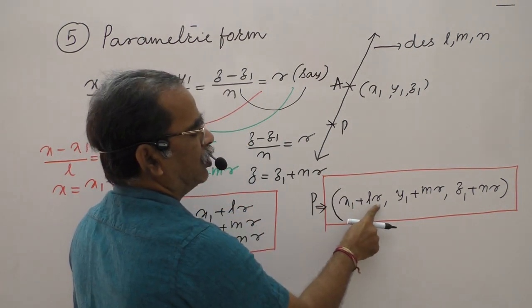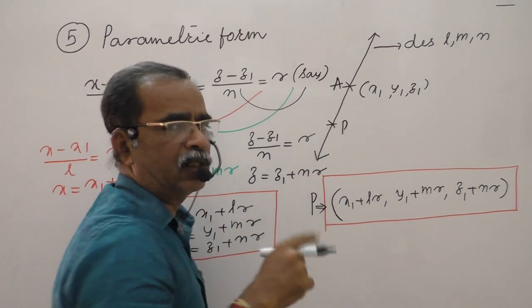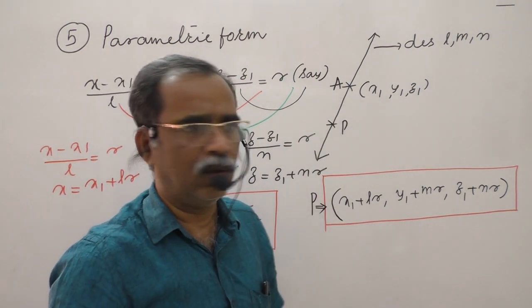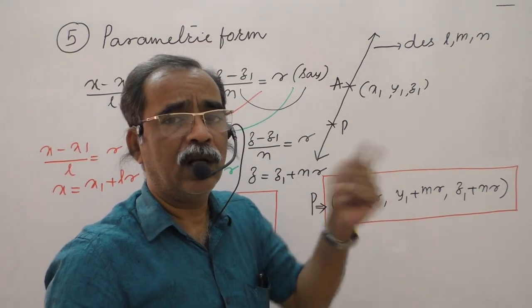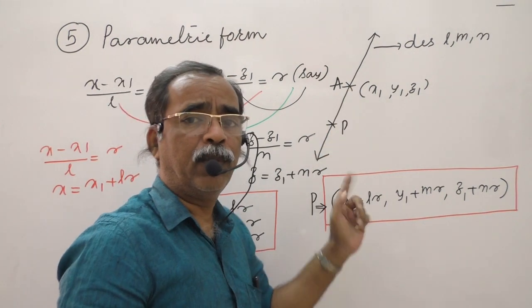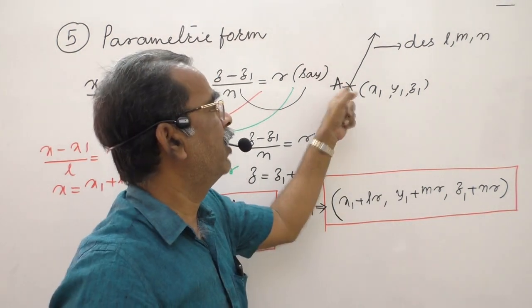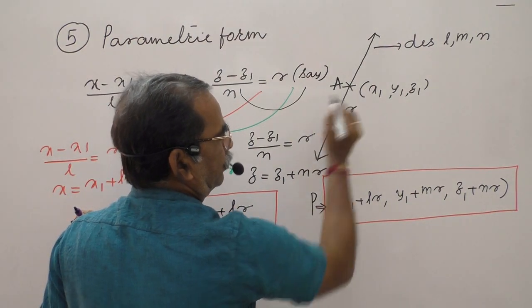If you take r equal to 0, this will be equal to A only. That is, if you take r equal to 0, this is x1, y1, z1, the same point. r equal to 0 means the distance between this point and point P is 0. That's why we are getting this. So this value will be r.